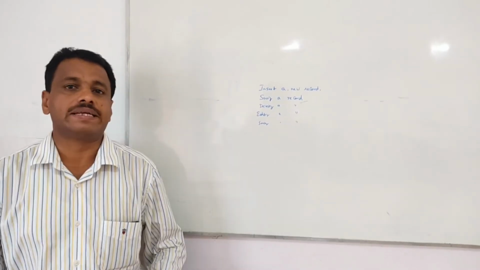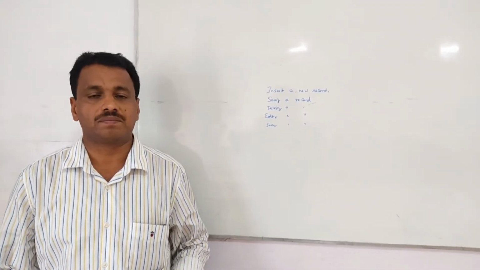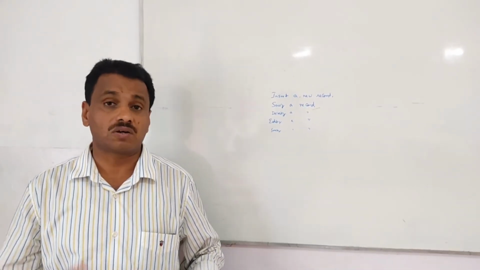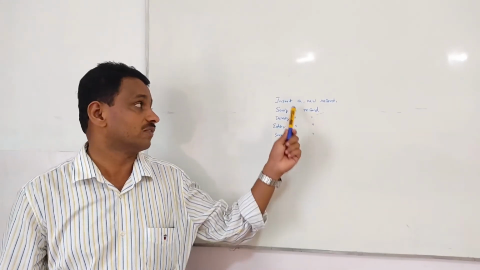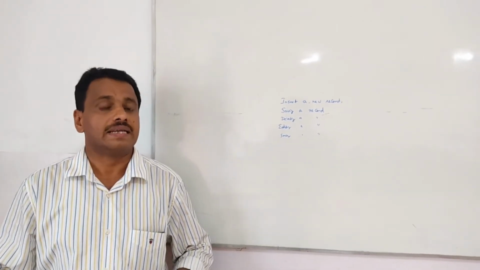I hope you understood the last section of computer science class, that is tables in MS Access. In this chapter we discussed the data types, how to create a table in MS Access, and setting a primary key. Today we will discuss the working of records in a table. In this table, a lot of facilities are there. One of the facilities is inserting a new record. How to insert a new record?